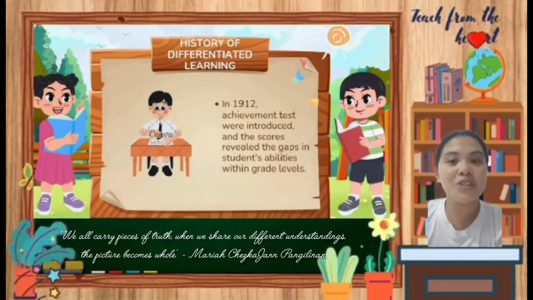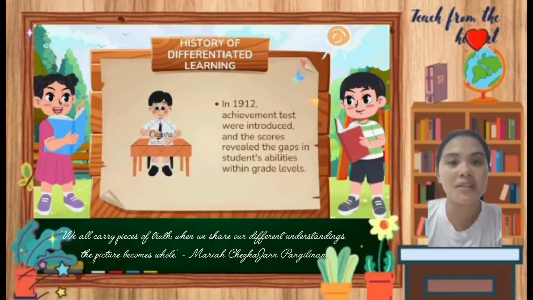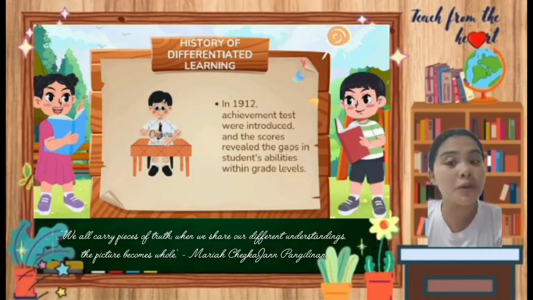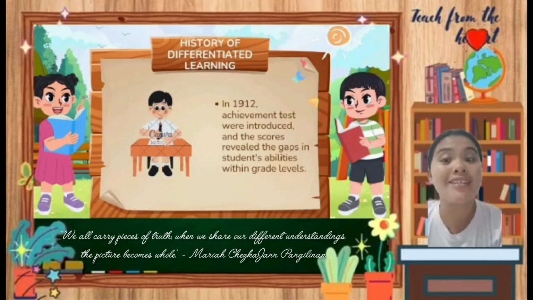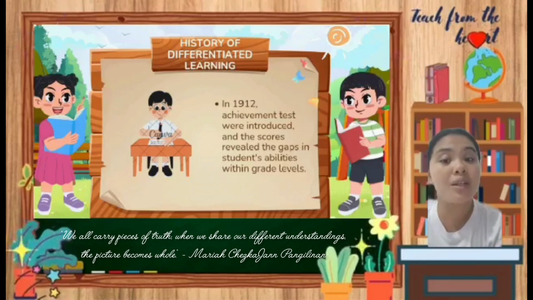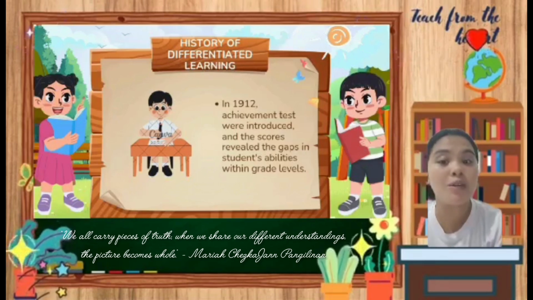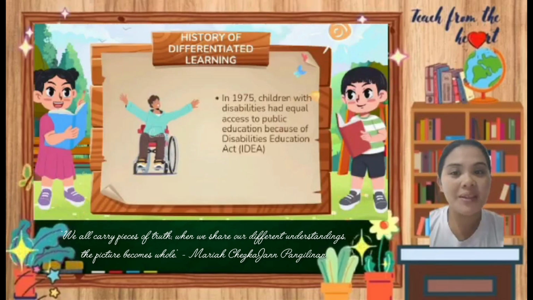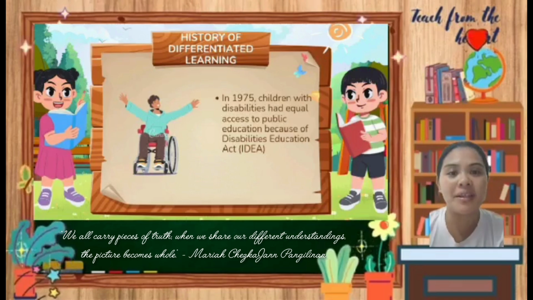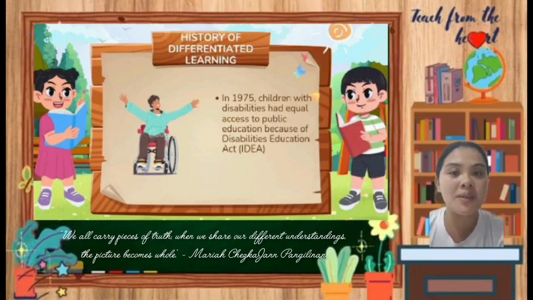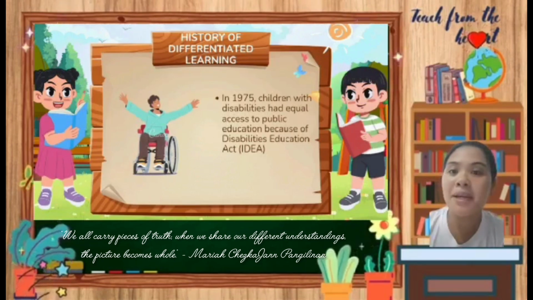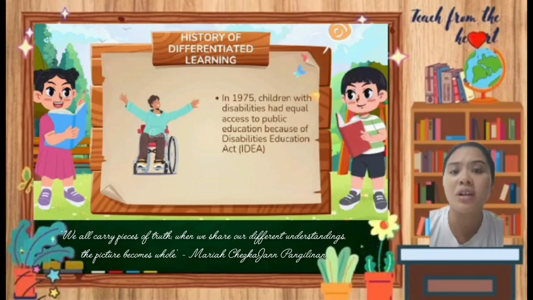However, in 1912, achievement tests were introduced and the scores revealed the gaps in students' abilities within grade levels. So in those times, the teacher could already determine the different strengths and weaknesses of every student in the classroom, and whether they really understood a particular lesson or needed more assistance. In 1975, Congress passed the Individuals with Disabilities Education Act, or IDEA, ensuring that children with disabilities had equal access to public education. To reach this student population, many educators used differentiated instruction strategies.